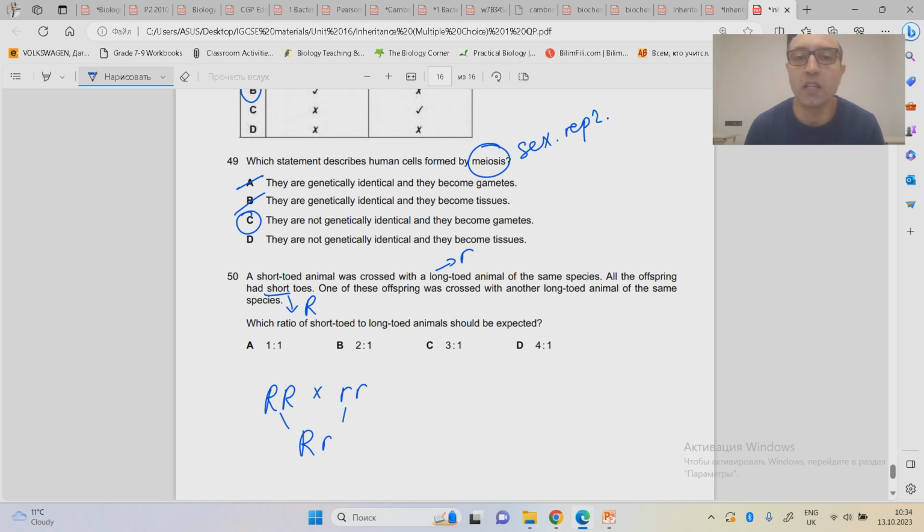One of these offspring was crossed with another long-toed animal. So you are taking this offspring, capital R, small r, and another long-toed, guys, small r. Again, in here, the percentage will be 50 to 50, guys. Answer is A in this question.